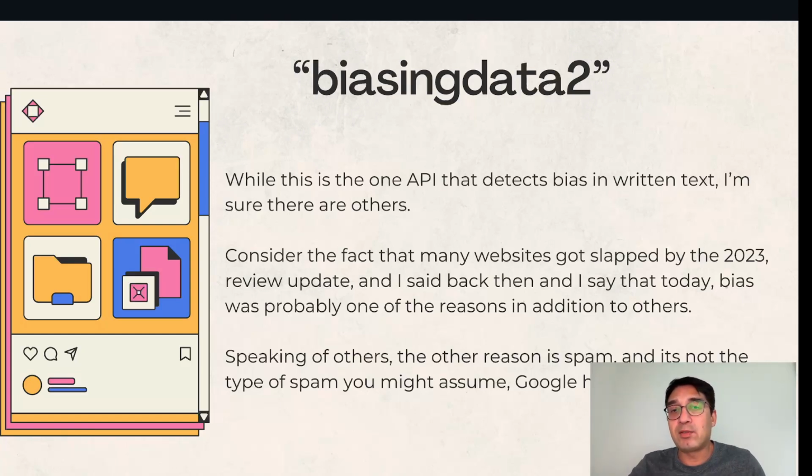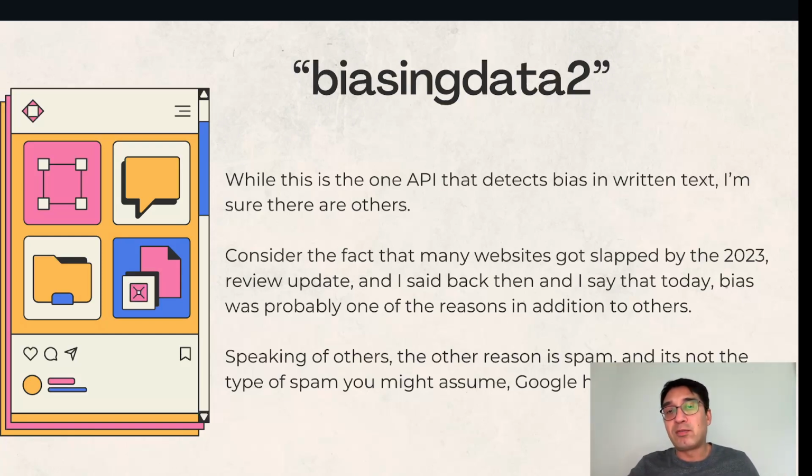The problem is that a lot of the sites that were slapped by the update, and this is something I found when I was working with those clients, had a lot of bias in the text. They were openly biased towards the products that they were reviewing, when in fact they were trying to allude to the fact that they were not biased, but the text said otherwise. So when there was a discrepancy between what the text says and what the website was supposed to be, those websites were slapped. So not only review sites, but review sites for the most part were slapped.